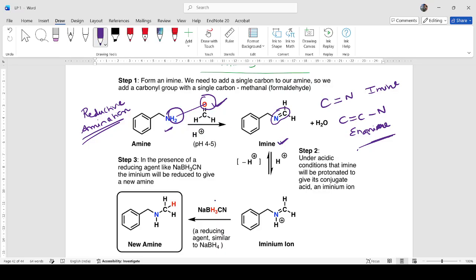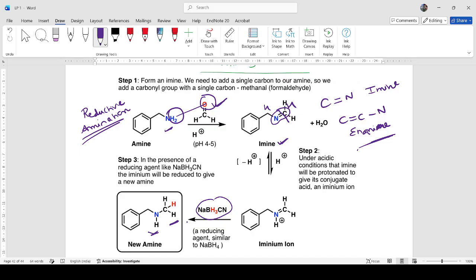NaBH3CN is a specific reducing reagent for imines. Imines can be reduced even by lithium aluminum hydride, there is nothing wrong in it. But it's a specific reducing agent for imines. So you could see there is a compound having imine as well as a carbonyl group. NaBH3CN will selectively go and reduce only the imine here. So I have the C double bond N, just break it up, add hydrogen, so that I form NH and CH3 here. A new amine has got formed.